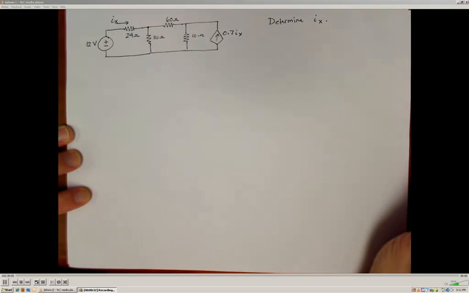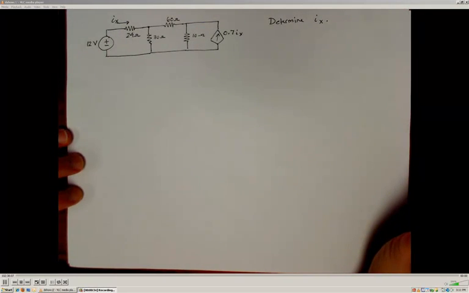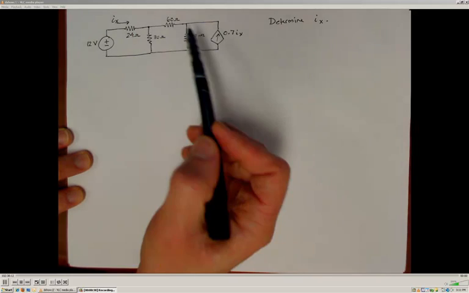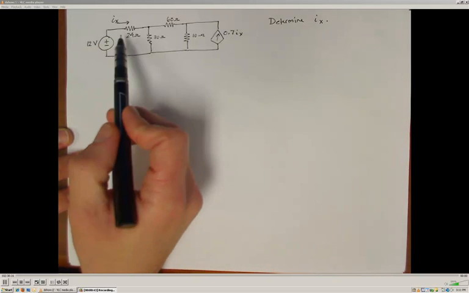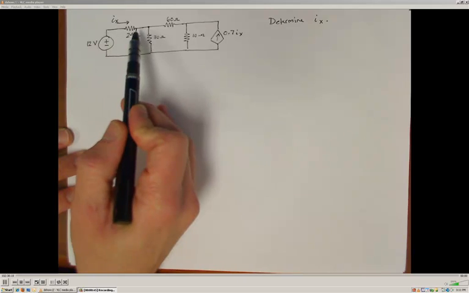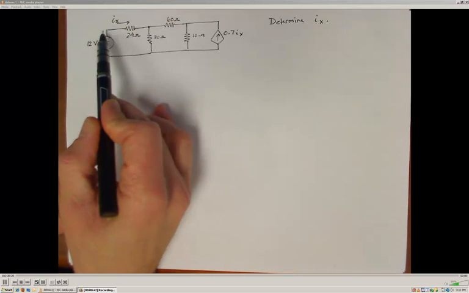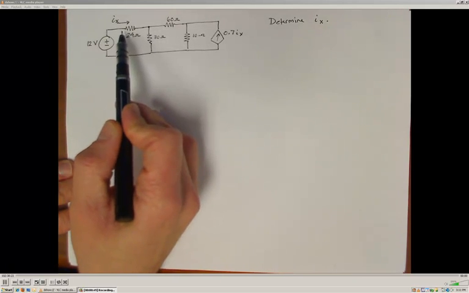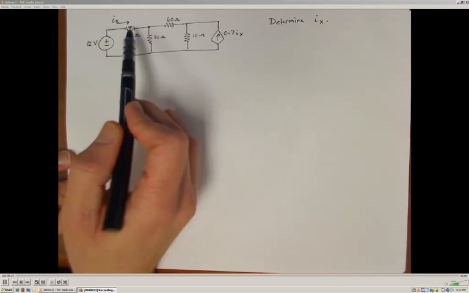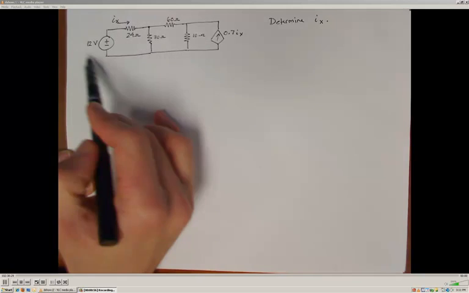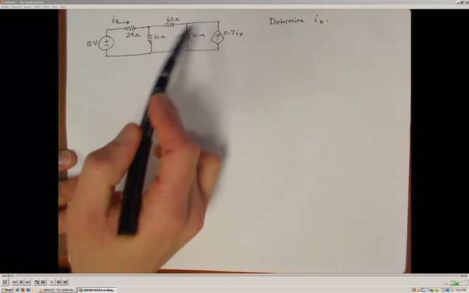Alright, so we can still use source transformations, we just have to be a little bit careful about how we express this dependent current source. Again, with source transformations we want to make sure that we do not transform the part of the circuit that we're most interested in. So we want to try to keep this 12 volt and 24 ohm resistor intact. So we can try to transform the rest of the circuit.